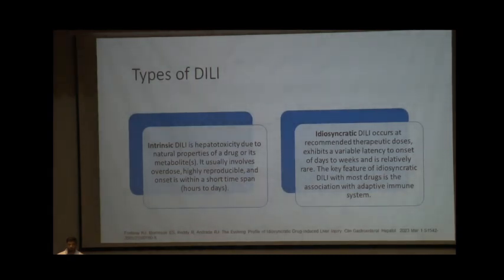As we already know, we categorize types of DILI into intrinsic DILI and idiosyncratic DILI. Intrinsic DILI is due to the properties of the drug. It is dose-dependent, highly reproducible, and onset is within a short span of time. Idiosyncratic DILI occurs at the therapeutic dose. It has a variable latency to onset, and it has immune adaptive system interactions.